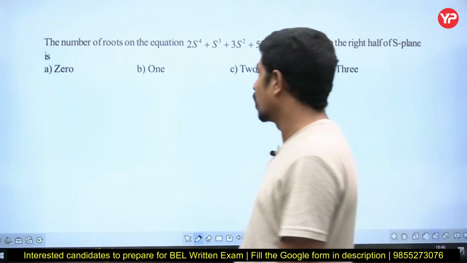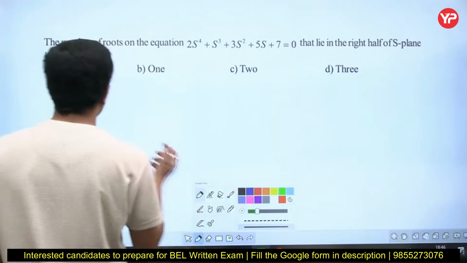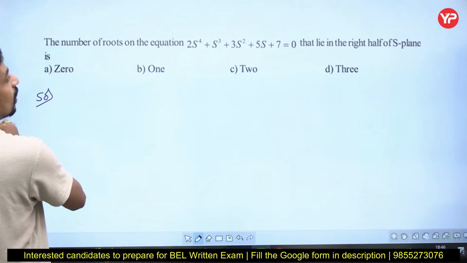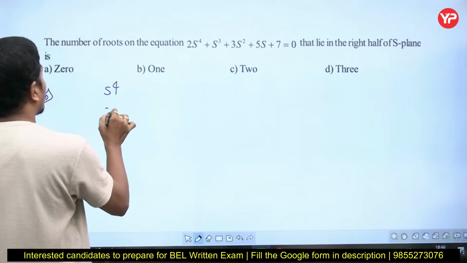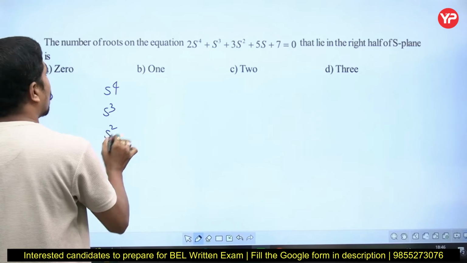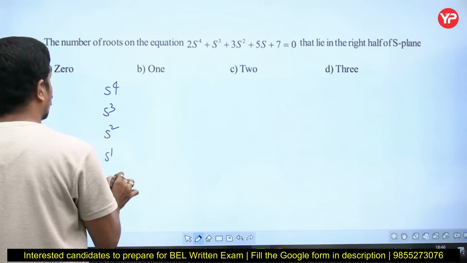It will be a practice for you. Same question. But what is it asking? Number of right half of S plane poles. S power 4, S cube, S square, S power 1, S power 0, right?